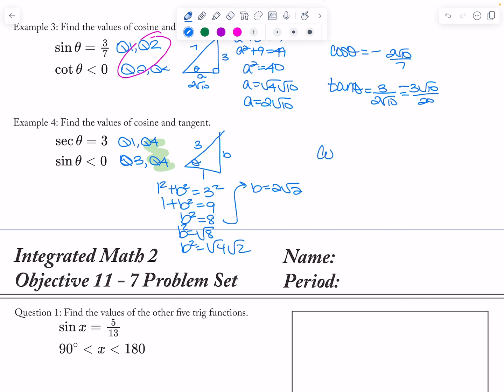So cosine of theta is 1/3, and because I'm in quadrant 4, that's positive. Then tangent, because I'm in quadrant 4, is negative, and it's opposite, which is 2 root 2, over adjacent, which is 1, and you don't have to write the 1 there. Okay? And that is it for this lesson.